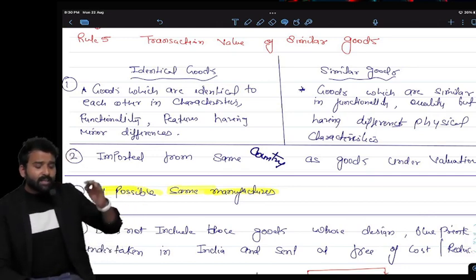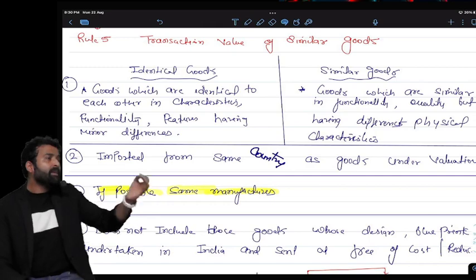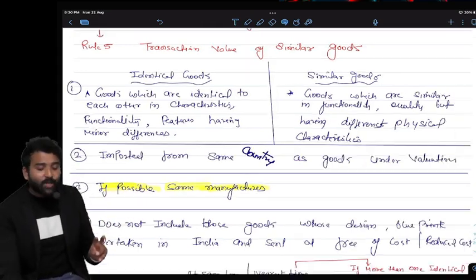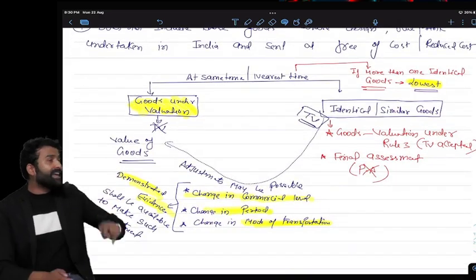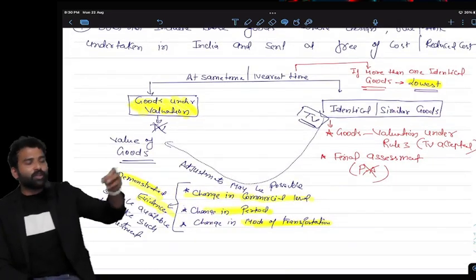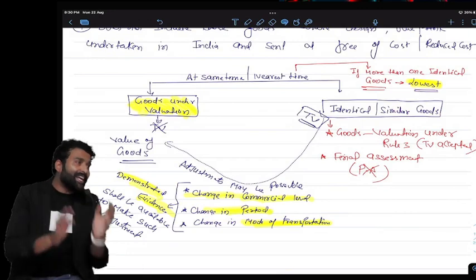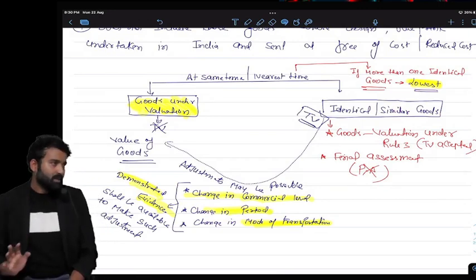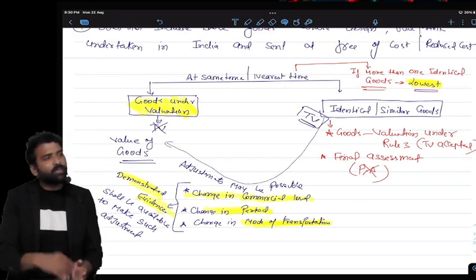Similar means their functionality and quality are the same, but physical characteristics are different. So first we will try to go for identical goods. If there are identical goods in the market, we will go for the identical goods. If there are no identical goods in the market, then I will go for rule number 5 that says about similar goods. So first priority is to find out the identical goods.